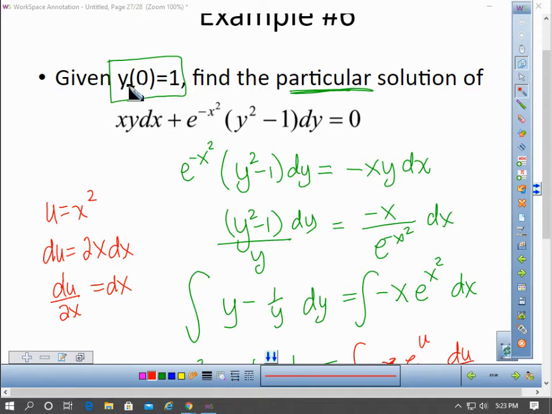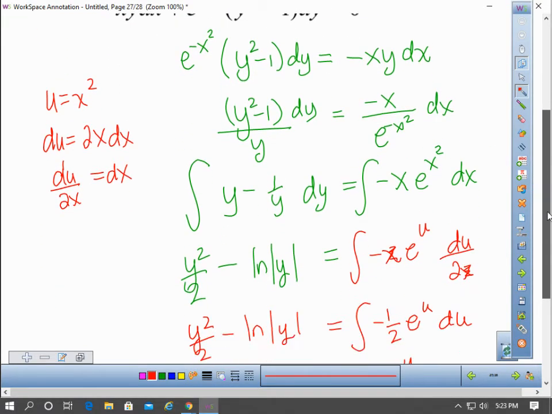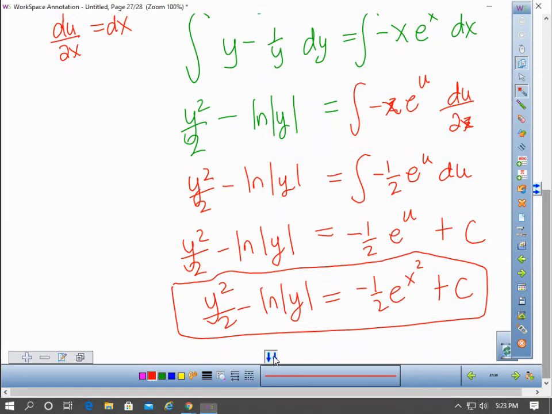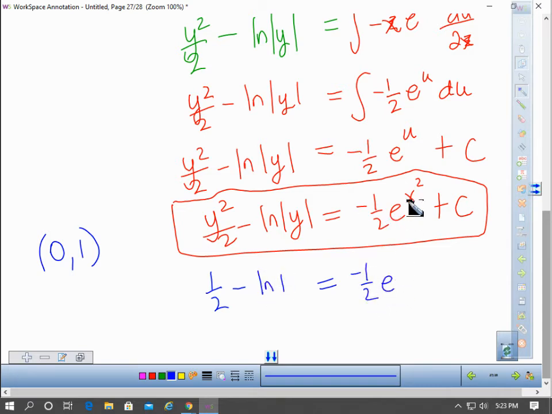All right, so then it says, given y of 0 equals 1, find the particular solution. So that means this is x, and my y value is 1, so it's the ordered pair 0, 1. So we're going to substitute that in there. So y is 1, so this will be 1/2 minus the natural log of 1 equals negative 1/2 e to the x squared. X squared is going to be 0 plus c.